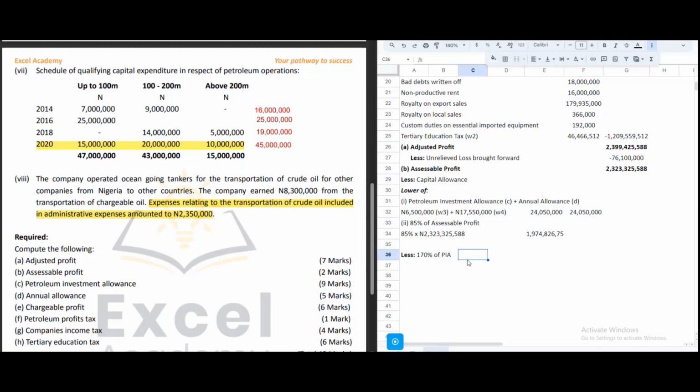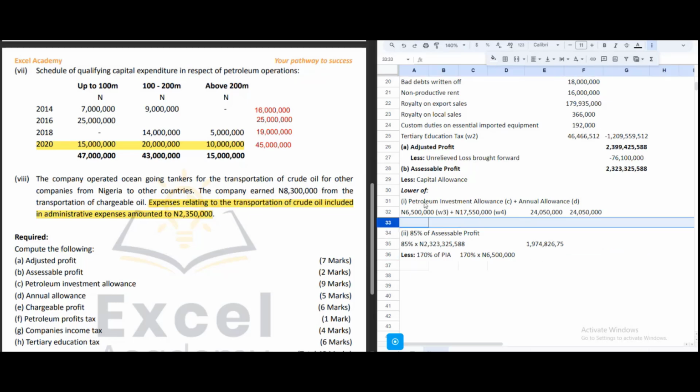So we'll extend it. Then less 170% of PI. So 170% of PI, which is 6.5 million, that's how much? 11,050,000. So after that, in lieu of this addition of these two, then 85% of accessible profit less 170% of PI, so this would be minus 11,050,000. So the difference, yes.